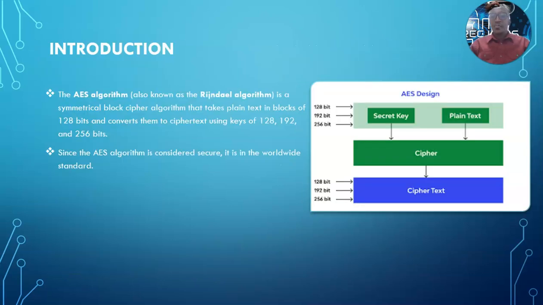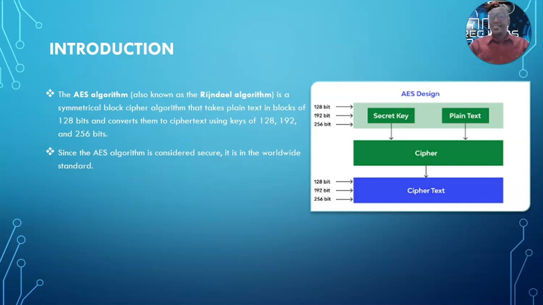So the AES algorithm is also known as the Rijndael algorithm. It's a symmetric block cipher that takes plain text in blocks of 128 bits. The good thing is that it provides flexibility with the key size, because it makes use of 128, 192, and 256 key sizes. So depending on the computational resources, you can select which would be the best algorithm to execute with the resources that you have. It's considered secure, it's a worldwide standard, and it's published in the FIPS standards.